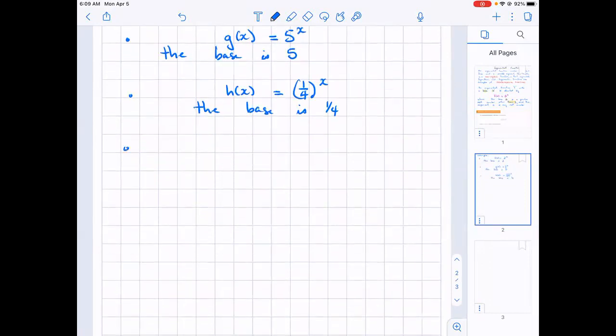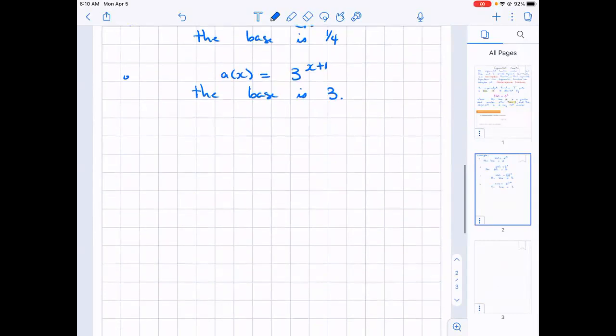And one more example, if we have a of x is equal to 3 to the x plus 1, here the base is 3. Now, to become familiar with exponential functions, let's look at an example where we can evaluate it.